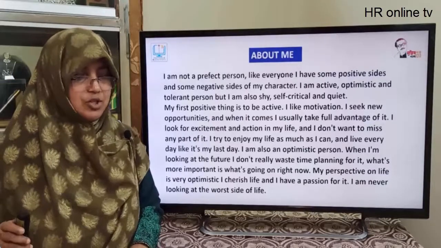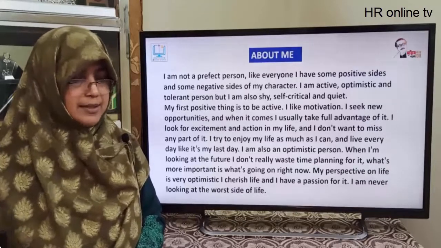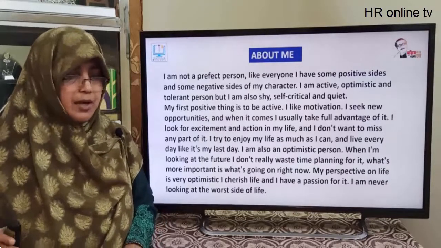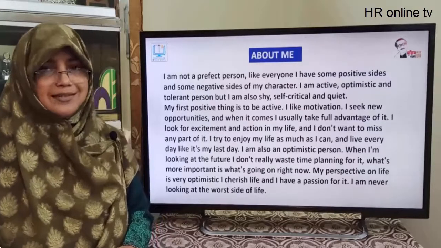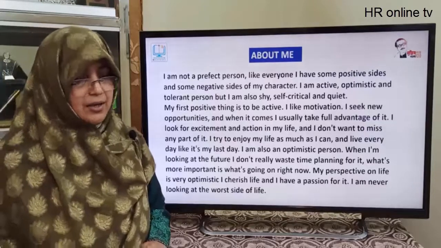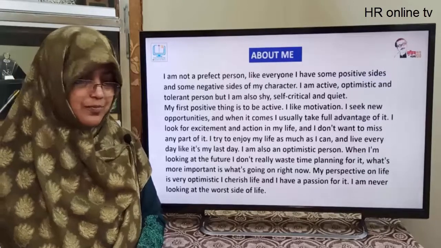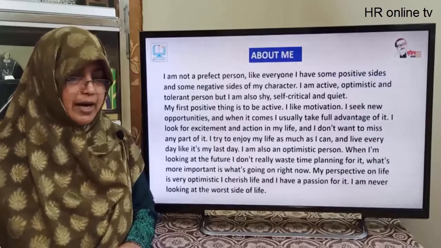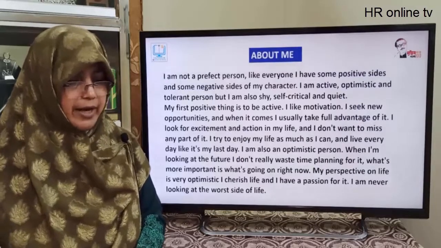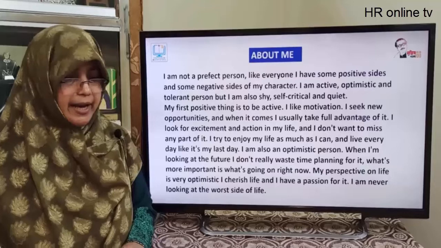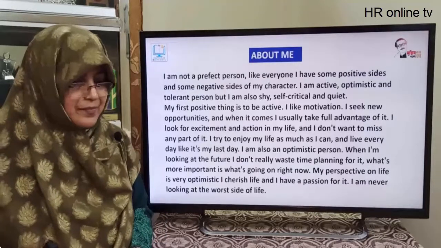I am an active, optimistic and tolerant person, but I am also shy, self-critical and quiet. My first positive thing is to be active. I like motivation. I seek new opportunities. When it comes, I will easily take full advantage of it. I look for excitement and action in my life, and I don't want to miss any part of it. I try to enjoy life as much as I can and live every day like it's my last.